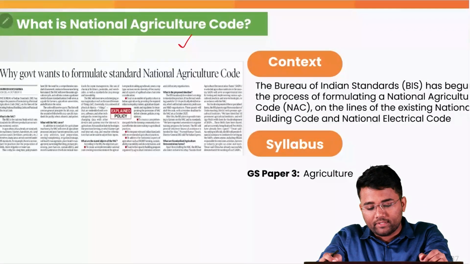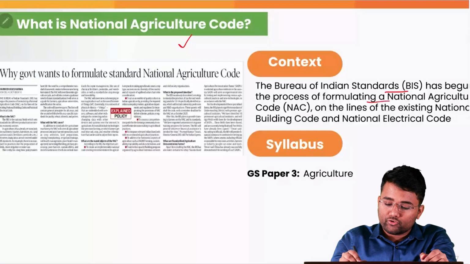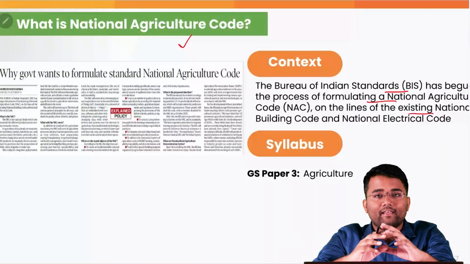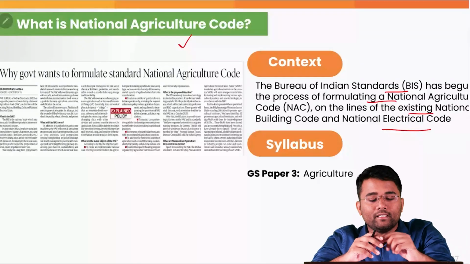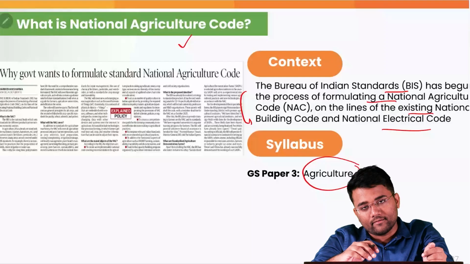The context of this topic is that the Bureau of Indian Standards (BIS) has begun the process of formulating a National Agriculture Code on the lines of the existing National Building Code as well as the National Electrical Code. This particular topic pertains to the syllabus of your GS paper 3 agriculture.